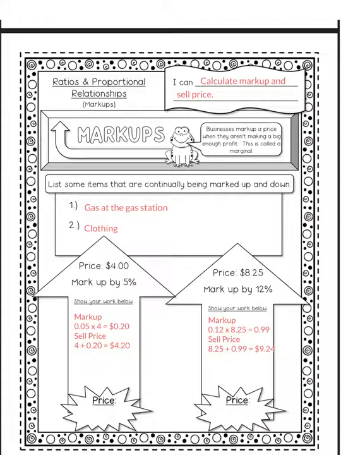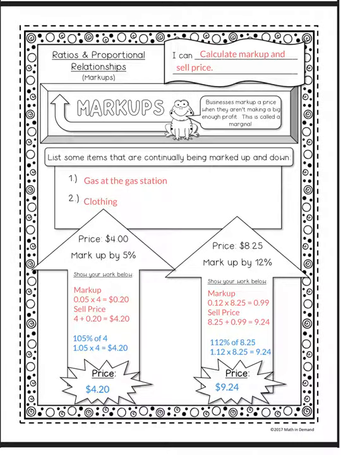Next, I'm going to show you the second method. Second method, I added the 5% to 100% to get 105%. If the store is marking something up by 5%, you have to pay 100% of the item plus the 5% markup. So I found 105% of 4. I turned 105% into a decimal, 1.05, and I multiplied by 4. This automatically adds the markup in for you, and you get the final price of $4.20.